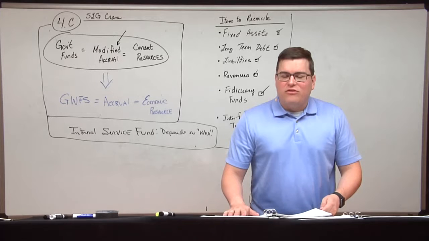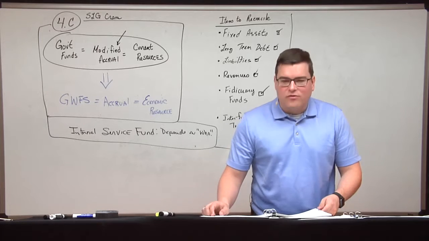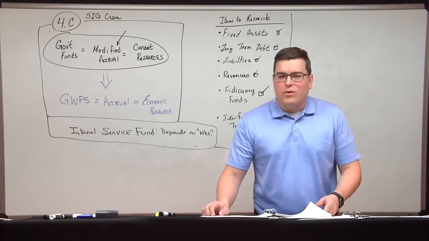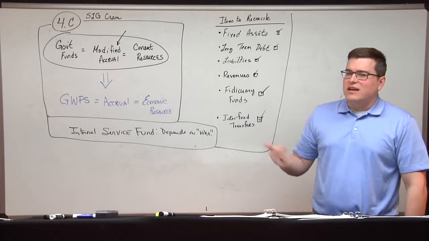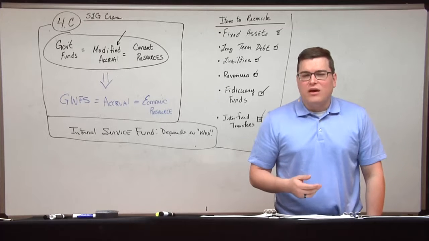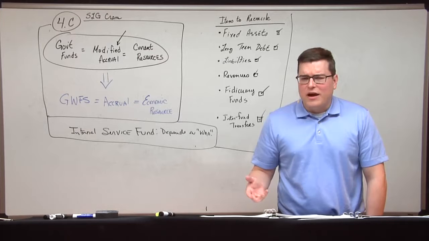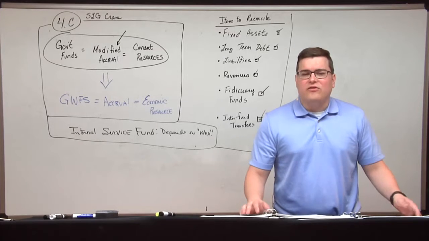If you had to pick a place to spend some time in this section, I would pick page 4C-6 to learn the accounting entries and then learn the general gist of the items that you have to reconcile. You have to address fixed assets, long-term debts, liabilities, revenues, and make sure to know what the fiduciary funds go to, what the proprietary funds go to, and the interfund transfers and how to do that as well.